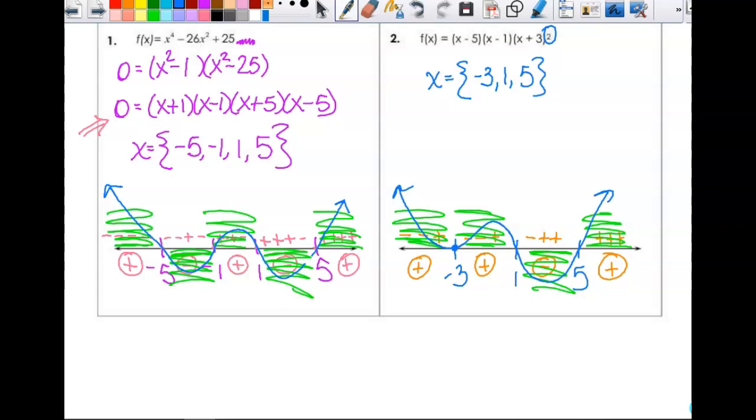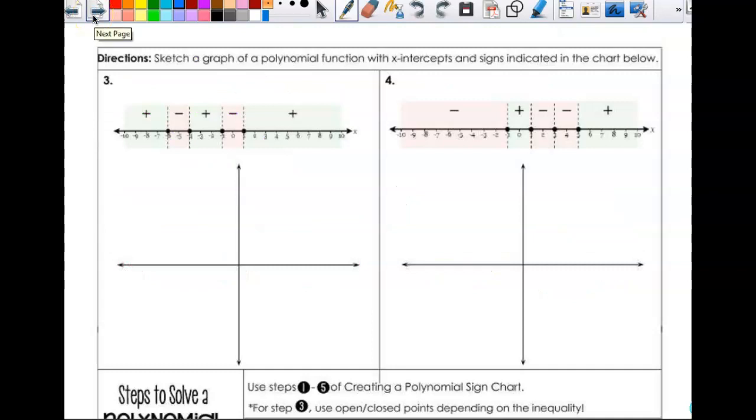All right, good, because we're about to do that right here, where it says sketch a graph of the polynomial function with x-intercepts and signs indicated in the chart below. So they've given me a sign chart. The one thing the sign chart doesn't tell me is the y-intercept, but that's okay. This is at negative 6, negative 4, negative 1, and 1. So I'm going to put those on here, just like we sketched before. So I have a point at negative 6, negative 4, negative 1, and 1.